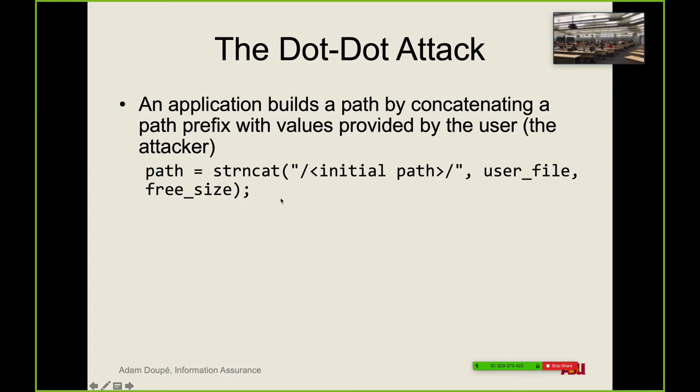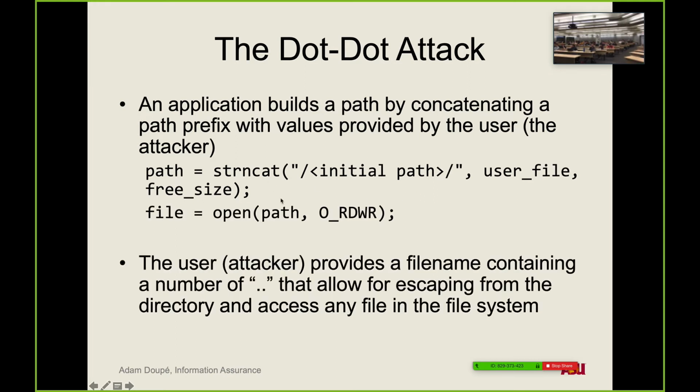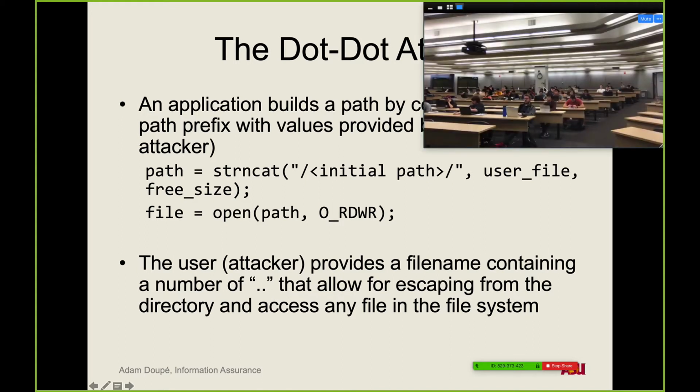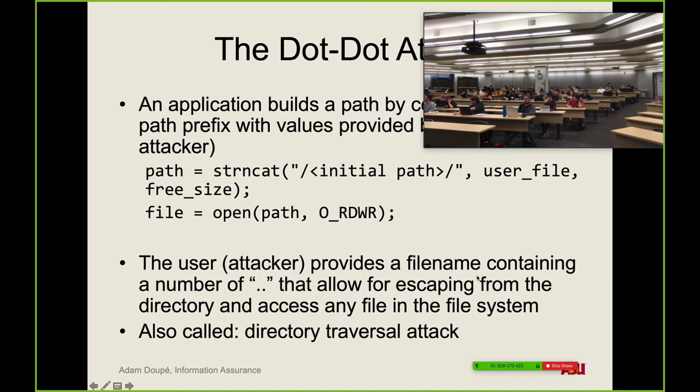Okay, so here's another example, which we basically already did. By inputting as many dot dot slashes as we need to, we can basically escape the directory that the developer wanted us to be in and access any file in the file system. The other name for this type of vulnerability is the directory traversal attack. Why? Because we can change and move to arbitrary directories at will. Cool. Questions on this?